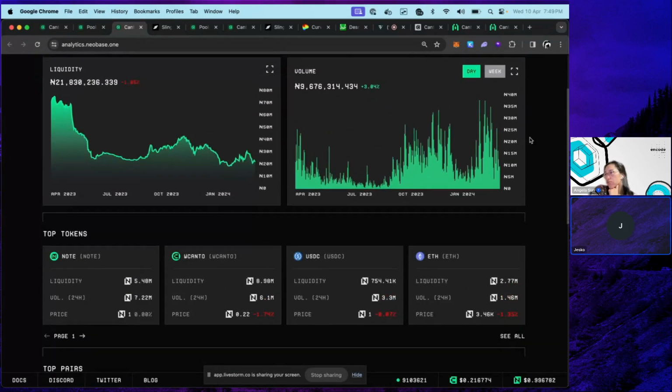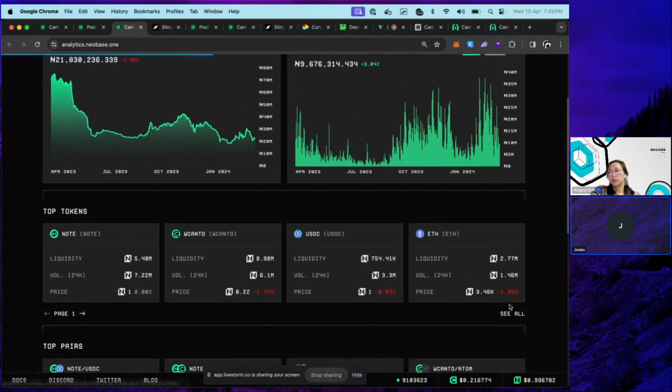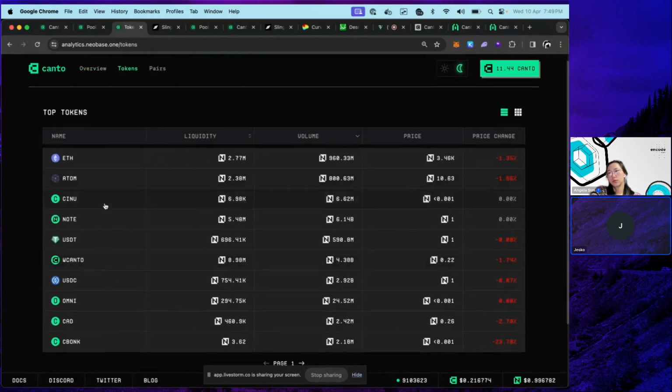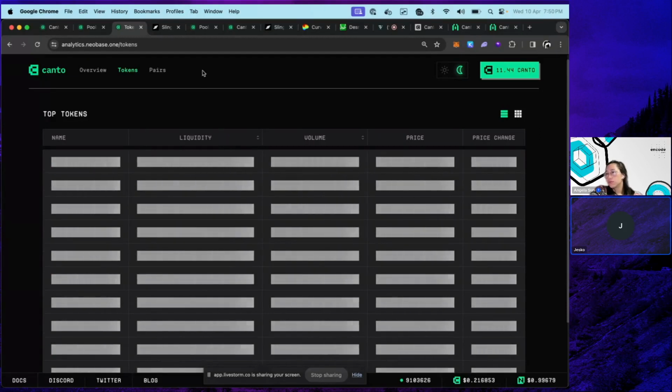Cool. Now let's talk about the tokens. Here we can see all the popular tokens right now in the Canto ecosystem, starting with Note, Canto, USDC, ETH, and then we have, as I discussed, the other meme coins as well, Sinu, Omni, and then the Cadence protocol, right? So here we can sort by liquidity. Here, essentially, default sorting by liquidity gives us all the top tokens.